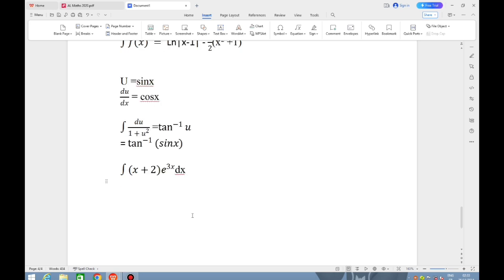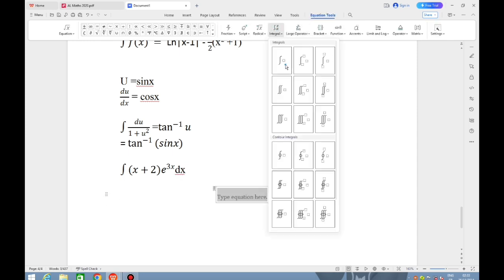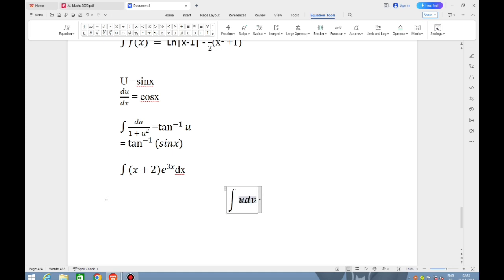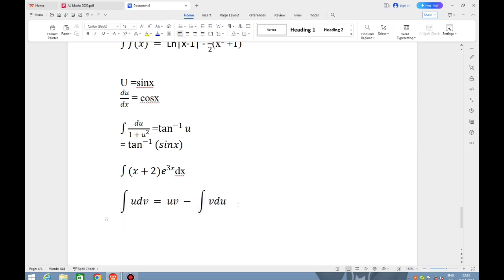We're going to use the product rule of integration, where the integral of u dv is simply equal to uv minus the integral of v du. So this is the product rule of integration. We're going to find our u, which is x plus 2. So u is equal to x plus 2, and du, we differentiate x plus 2 to get 1.